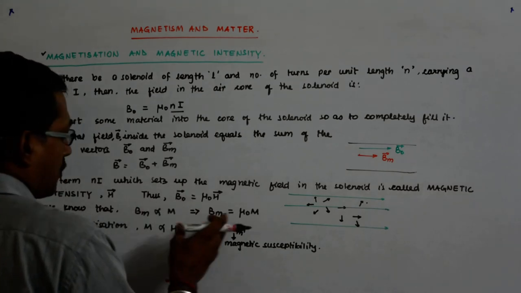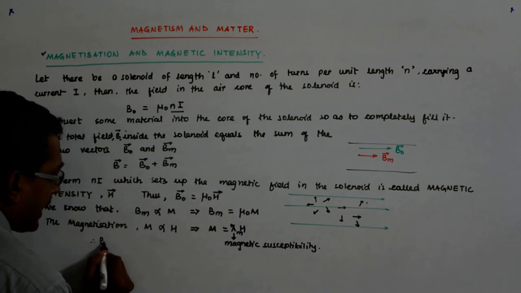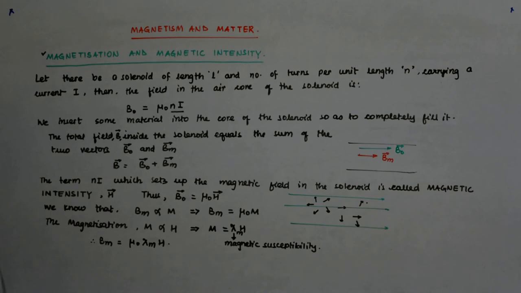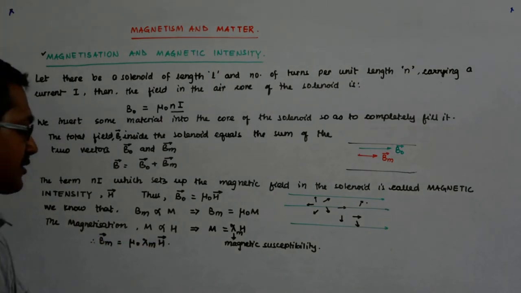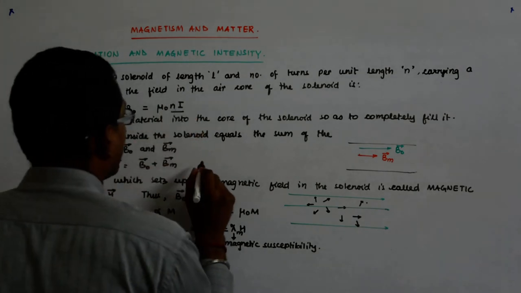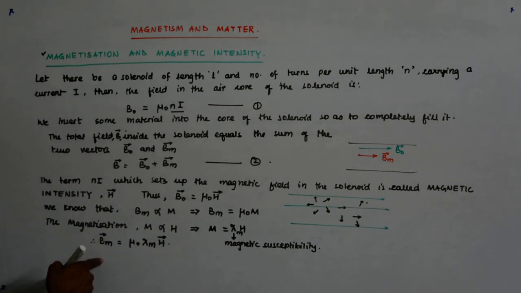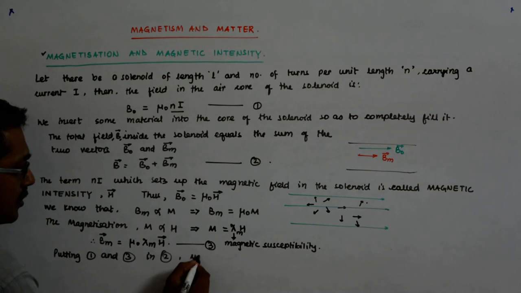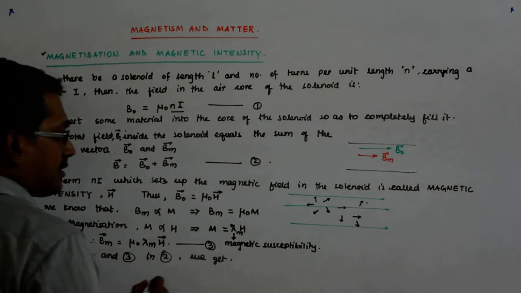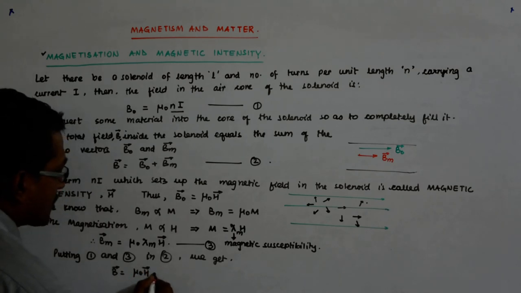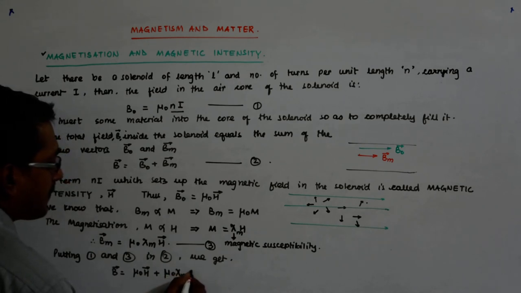Now, if I start from here, B M is equal to mu naught into M, and M is chi M into H. And if I wish to apply vector notation, then it is like that. Now, what does equation 1 become? Rather, I'll call it 2. So this is 1, this is 2. Putting 1 and 3 in 2, what do we get? We get B is equal to mu naught H plus mu naught chi M H.